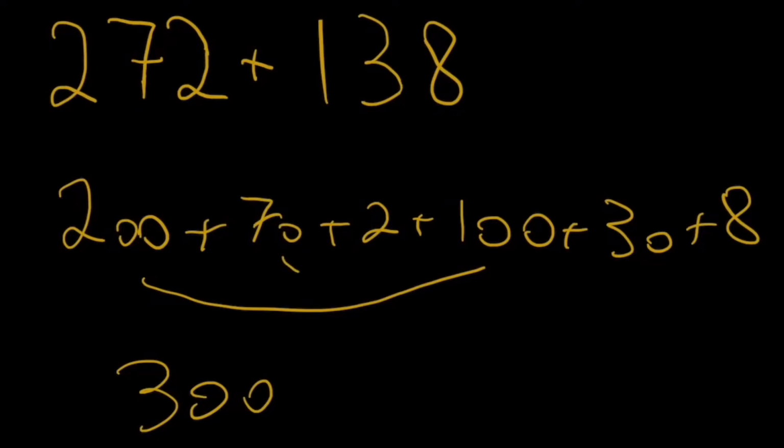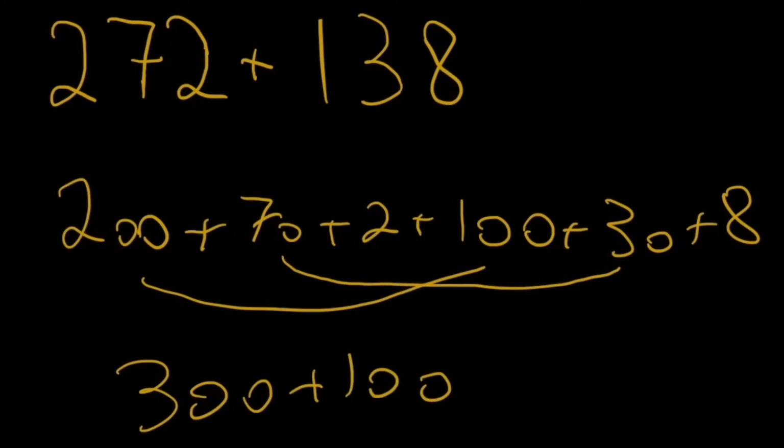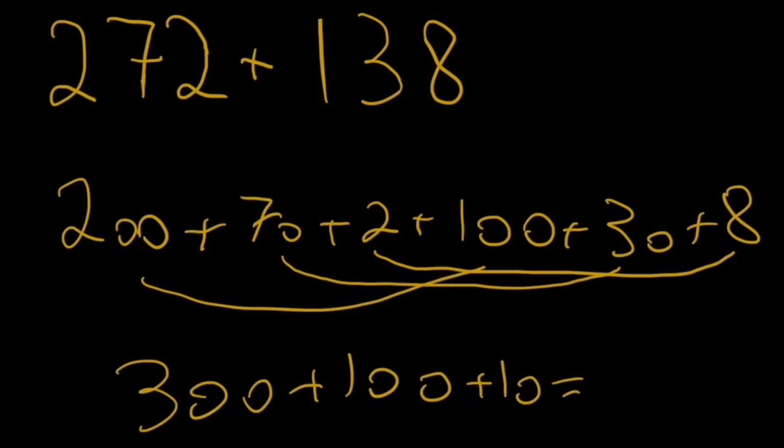And 70 plus 30 will be 100. And 2 plus 8 will be 10. So this will equal 410. And that'll be our final answer.